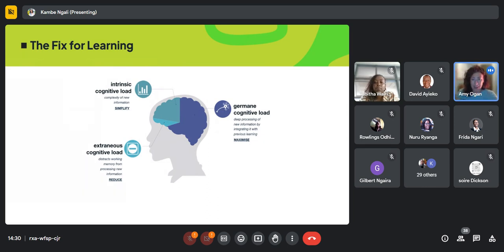There's extraneous cognitive load. Maybe if you have swimmers around you diving and jumping and splashing that distract you from learning the task, maybe what you need is to remove all of those things and to put yourself in a quiet environment where you're only focused on yourself and only focused on your own swimming. So we could reduce extraneous cognitive load.